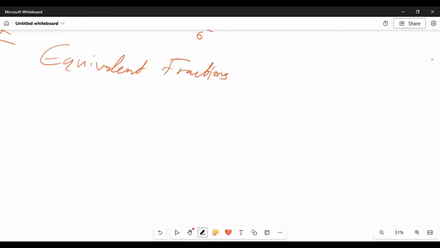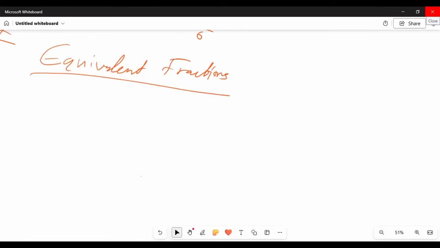All right. This is the next heading. We're going to discuss a very, very important thing. So simply, we'll make it very simple. Equivalent fractions means fractions which have the same value but in different numbers. Simple. That's it. Fractions which have the same value but in different numbers.